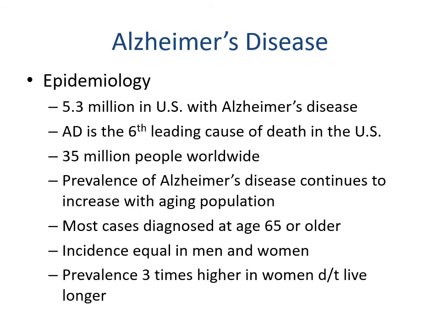So the incidence is equal in men and women, and prevalence is 3 times higher in women. So again, it has an equal chance of occurring in men and women. It just affects more women because Alzheimer's affects old people and women live longer than men. So it affects men and women equally when the men make it that far. But again, because they usually die from heart disease, etc. earlier, it may look like at times it affects women more frequently.